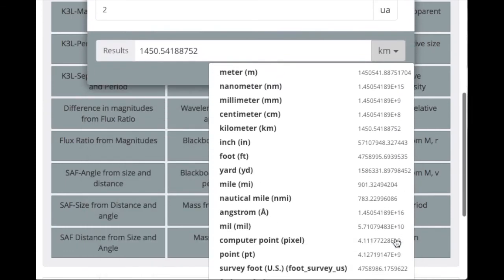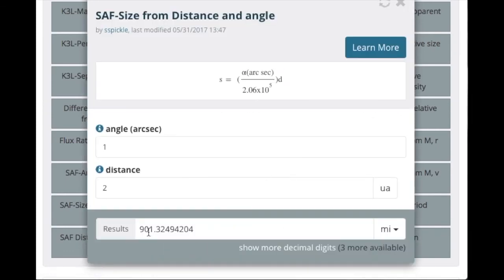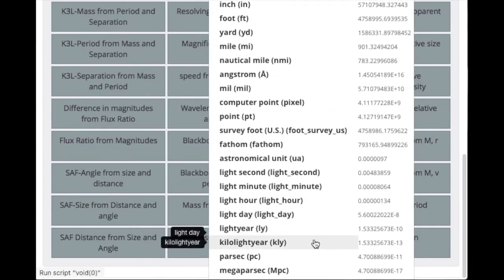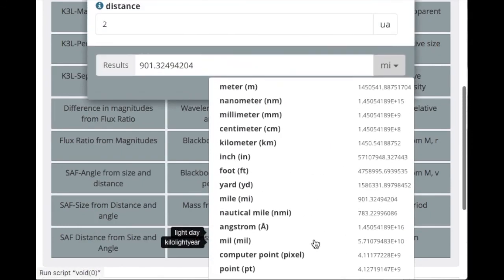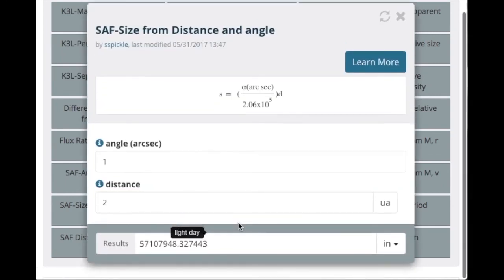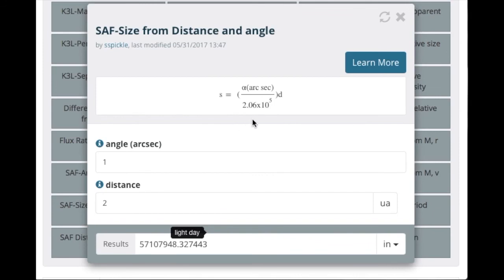Of course, if you want to know the size in miles, you can do that or whatever. So you can change the units to whatever you need. How many inches is it? Boom. Yeah, there you go. I don't know how useful that is, but you get the idea. So the point is, if you know any two of these variables, we can solve for the other one. And that's all there is to it.